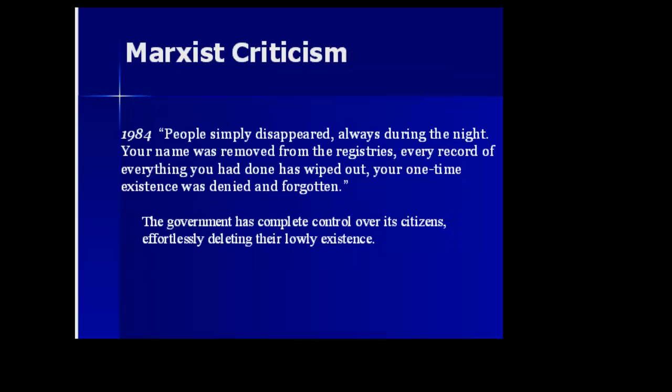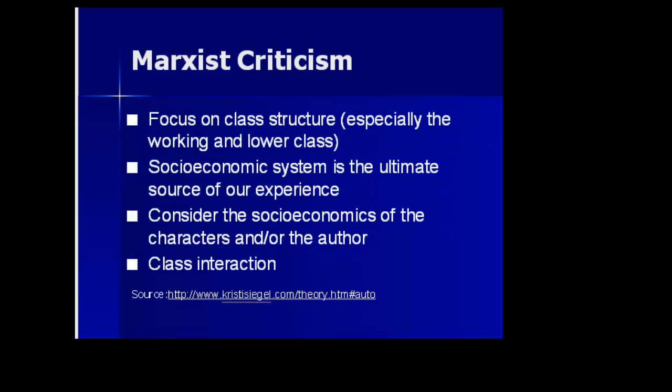Okay, the next one, and the last one that we have, is Marxism. Marxism critic. I think I went a little bit far. There we go. This one is going to focus on class structure and how finances play a factor in a piece of literature, and also, like I said, the class system, that everything is a result of classes and class interaction. So one could consider the socioeconomics of the character, the author, but then you have to watch that you're maintaining a difference between Marxism and autobiographical criticism.